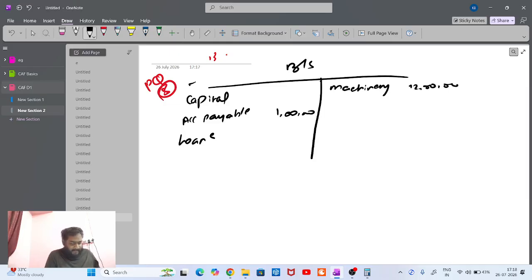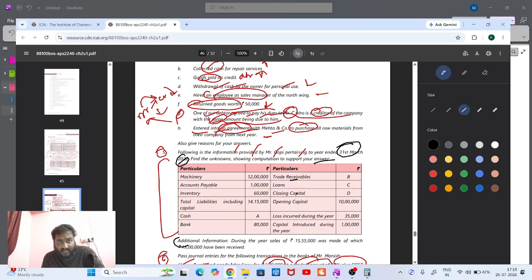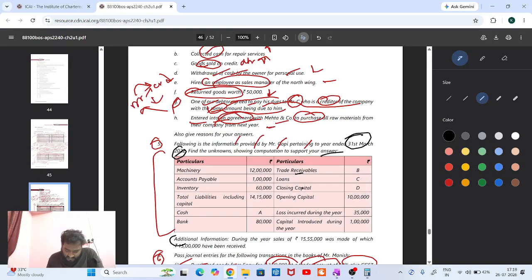1 lakh. Inventory is given, 60,000. Trade receivables is not given. Cash is not given. Bank balance is given, 80,000. And then they have given this total amount, 14 lakh 15,000. Did they give something else? Any clue? 35,000 is the loss. Opening capital is given, loss is given.